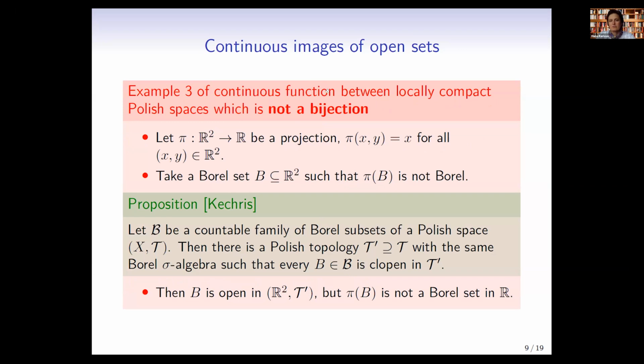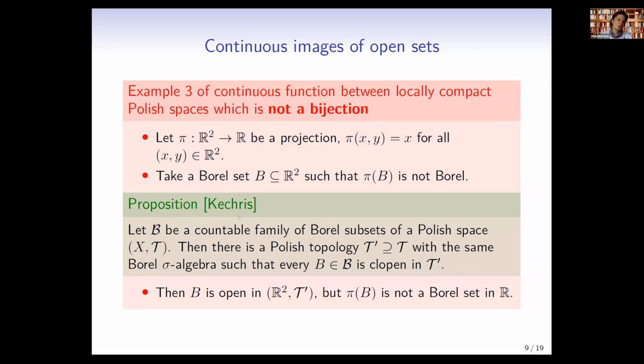And the third, when we consider not a bijection, but simply a continuous function, we may consider simply a projection, for example, from R2 to R, a projection to the first factor, and take a Borel set. It is well known that there exists a Borel set in the plane such that the projection is not Borel, but the problem for us now is that this set is not open, but we can use a result of Kechris. The result is the following.